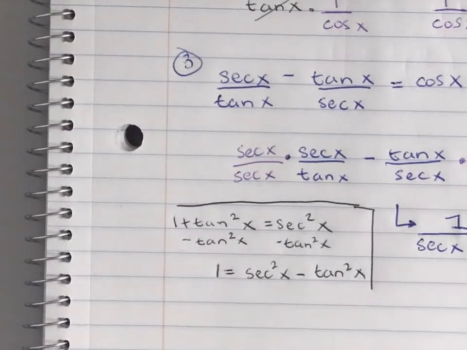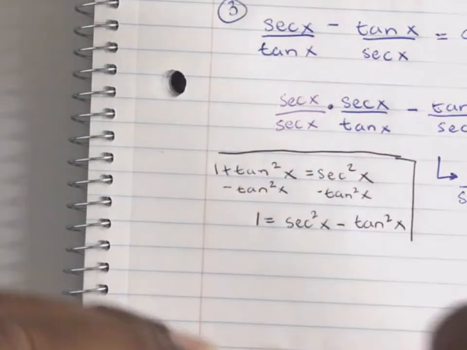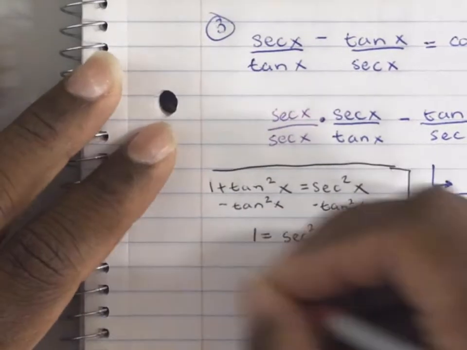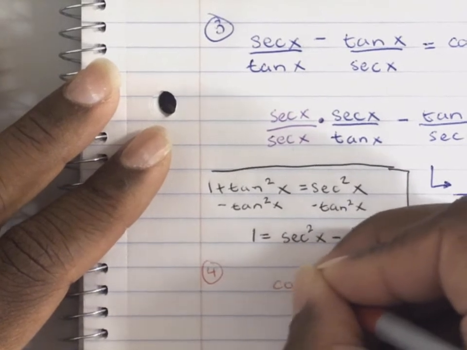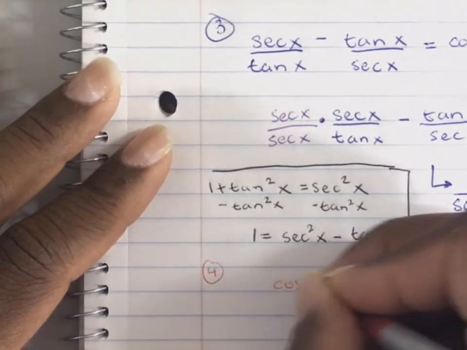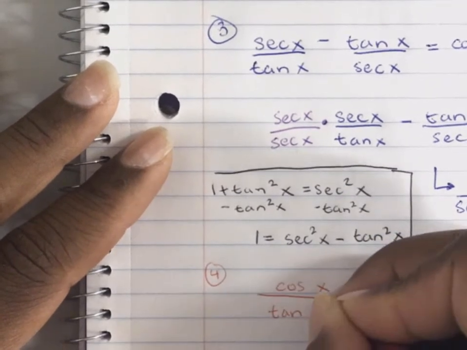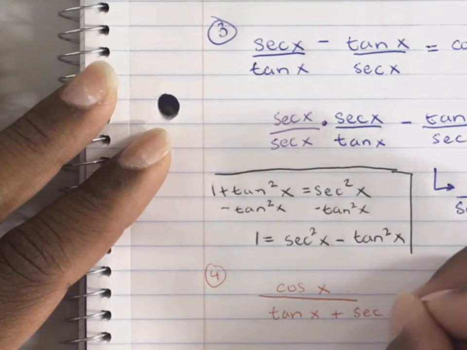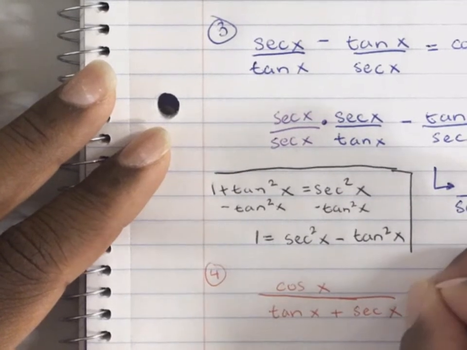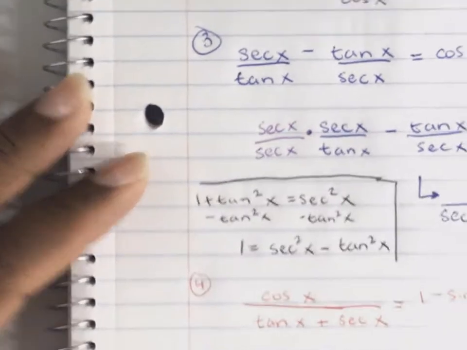All right, one more of these. We got number 4. We got cosine x over tangent x plus secant x equals 1 minus sine x.